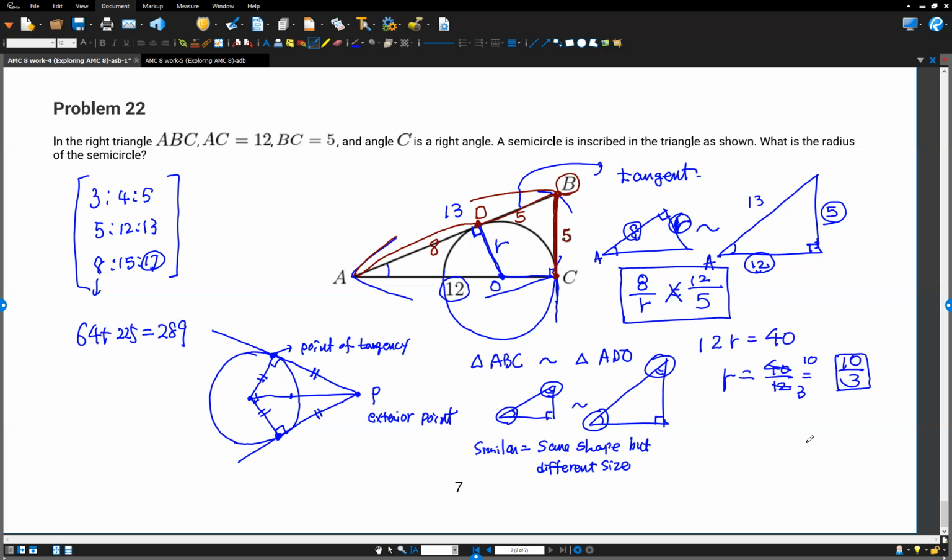Oh, there's no choice. There's a mistake. I omitted the choices of it. Anyway, the answer is 10 over 3.